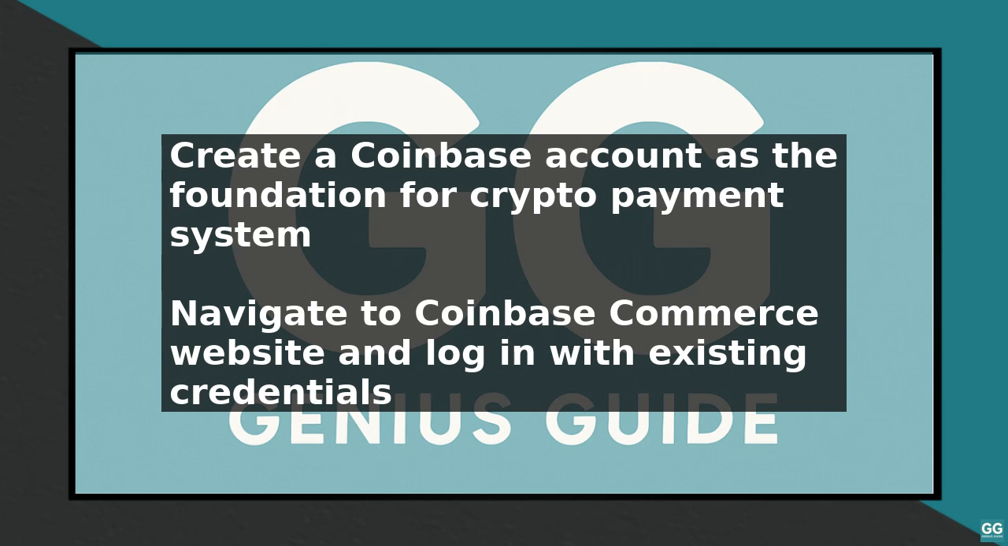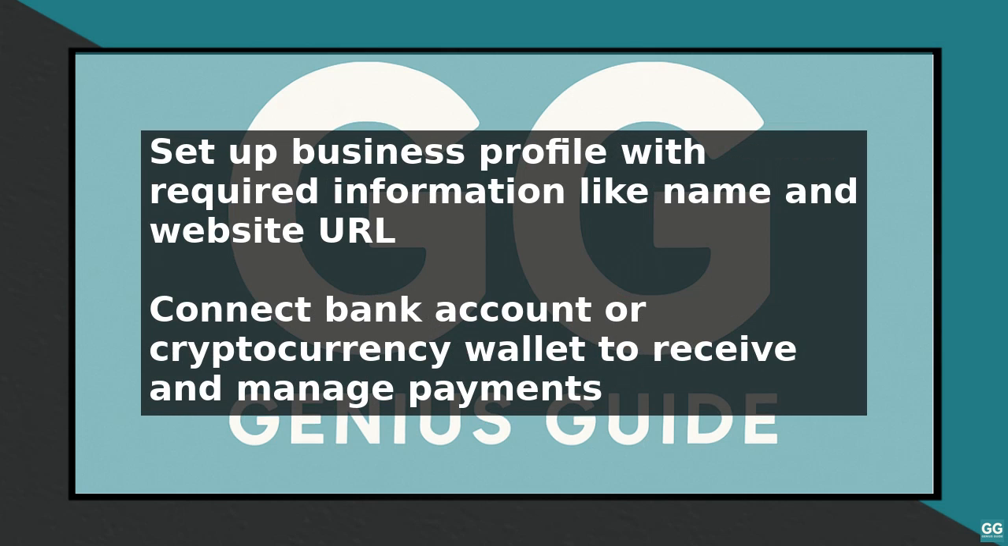You will be prompted to log in with your existing Coinbase account credentials. After logging in, you will be taken to the Coinbase Commerce dashboard where you can set up your business profile. Fill in the required information such as your business name, description, and website URL. This information will be used to create an invoice for your customers.